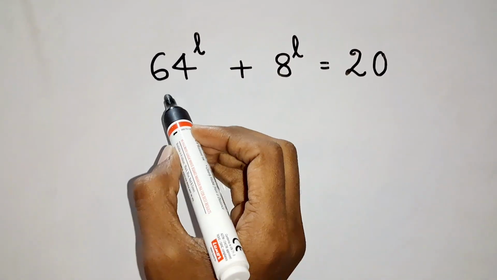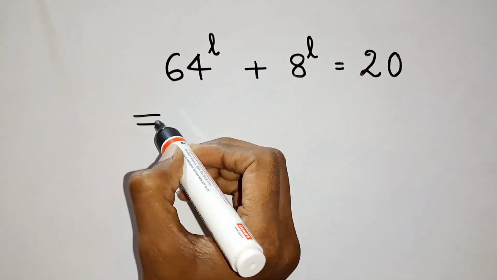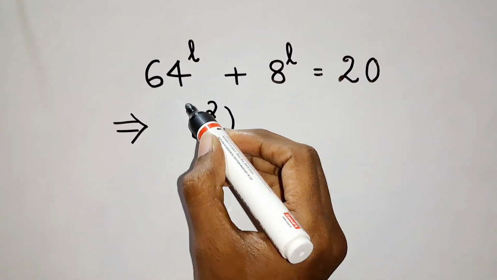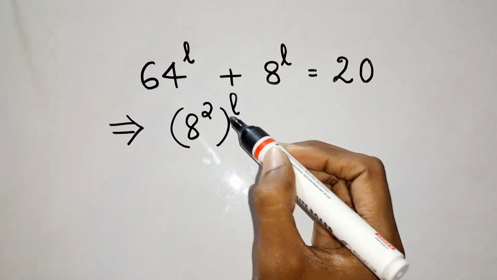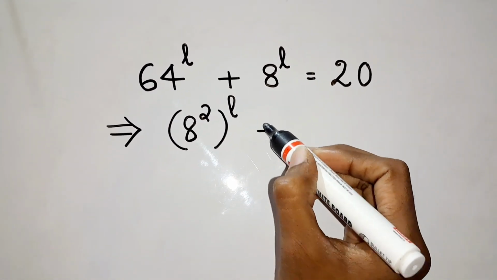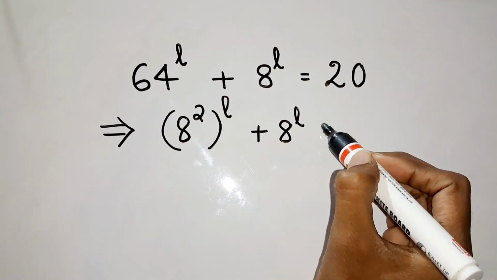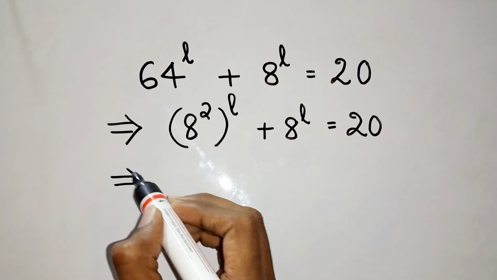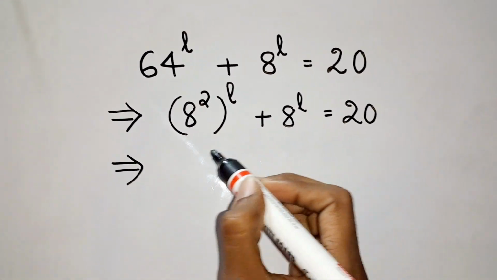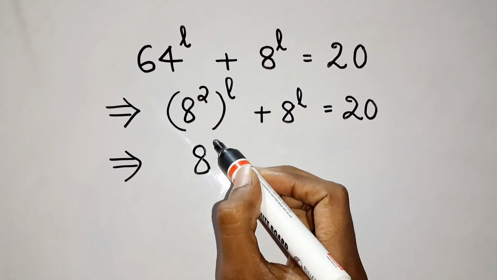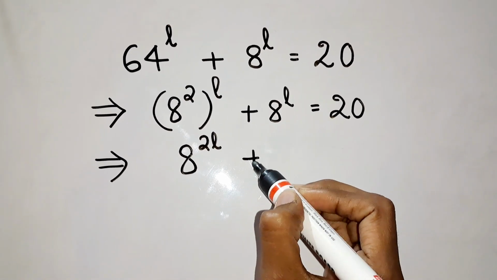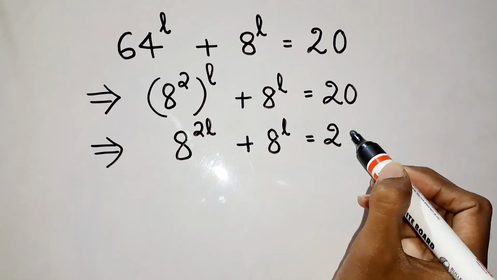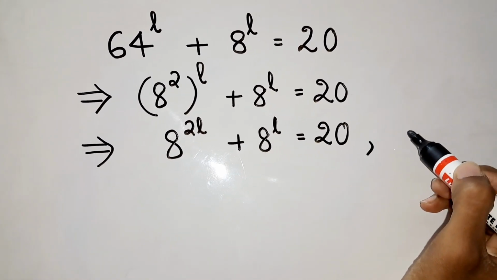First of all, we'll take this 64 to the power L and write it as (8 to the power 2) whole to the power L, because 64 is nothing but 8 square, plus 8 to the power L equals to 20. Now (8 to the power 2) whole to the power L can also be written as 8 to the power 2L plus 8 to the power L equals 20. Why? Because it is the property of indices.